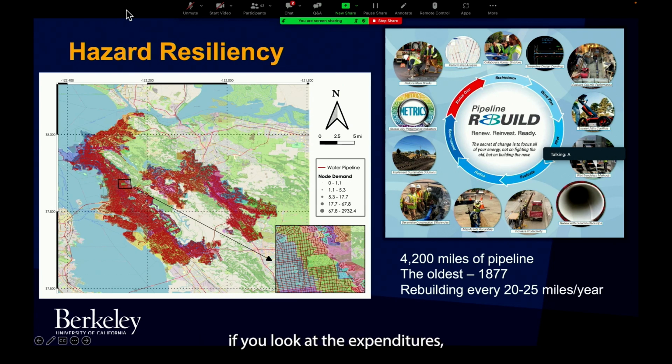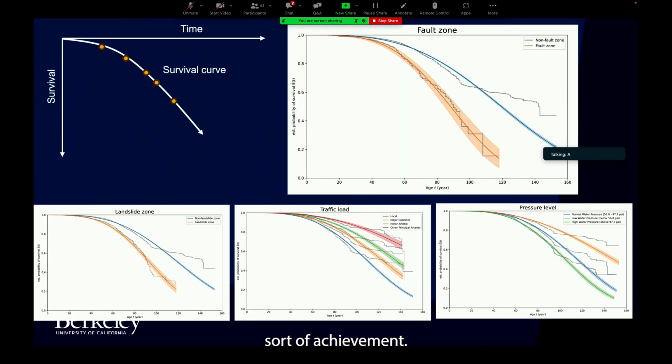At the same time, if you look at the expenditure, they have about a $1 billion budget every year, and 25% is used for pipeline replacement. So it's a huge thing. If we can do something, that would be a great achievement.